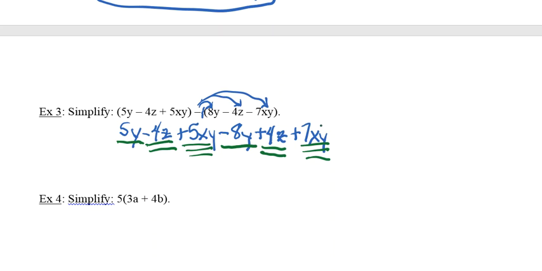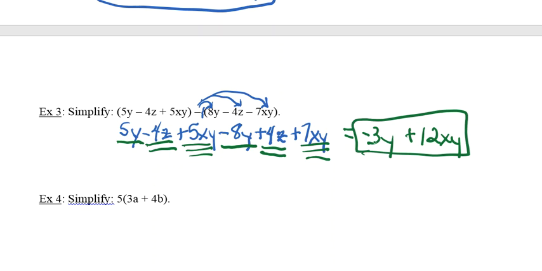5y minus 8y is negative 3y. Negative 4z plus 4z, that wipes them out, so not even the letter will come back. It says I have no z's. 5xy plus 7xy, I have 12xy. So that is my answer.